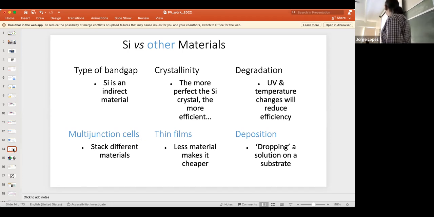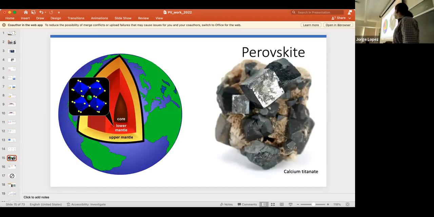So imagine that you could just drop a solution on a substrate. You make something like coffee, right? And then you drop it on your table and it leaves a stain. Imagine if making your photovoltaic cells was just as easy as that. You have a substrate, and then you just put some drops on it, and then the material just dries out there, and then all of a sudden you have a photovoltaic cell. So that's the dropping a solution on a substrate way of doing photovoltaic cells. You cannot do that with silicon. So this is where this material is called, I think I need to move this out of the way.